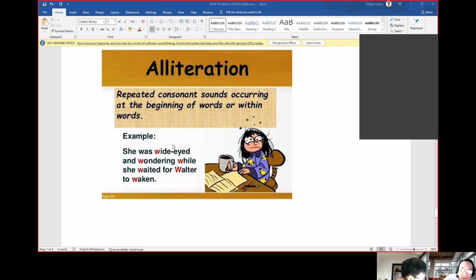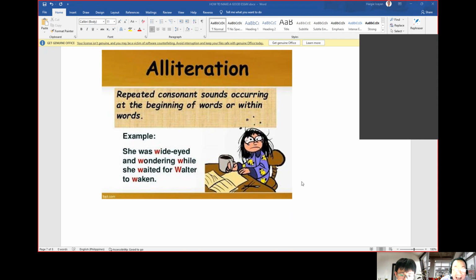Now look at this one. We use repeated consonant sounds at the beginning of the word or the beginning letter. Let's say, for example, wide, wondering, while, waited, Walter, and waken. So for you to have a perfect essay, you can use this one also. This is called alliteration. This is just simple, so you can start with this one.